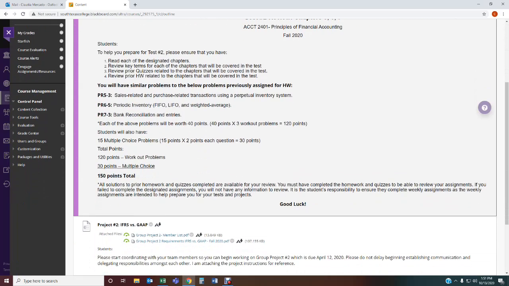Okay? So, test number 2, you're going to be seeing a problem related to sales-related and purchase transactions using a perpetual inventory system. So go back and review problem 5.3. You're also going to be having a problem similar to problem 6.5 that deals with periodic inventory using FIFO, LIFO, and weighted average. You're going to have a problem similar to problem 7.3 that deals with preparing a bank reconciliation and its entries. Okay, each of the problems outlined is going to be 40 points, so that's going to be a total of 120 points on those 3 problems.